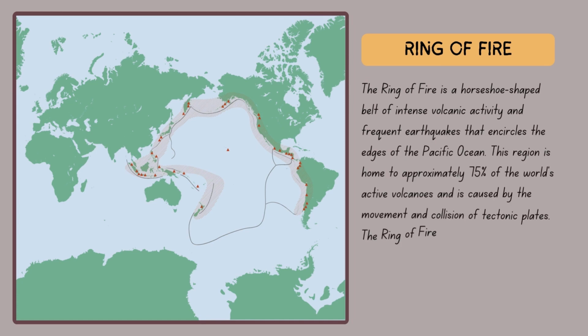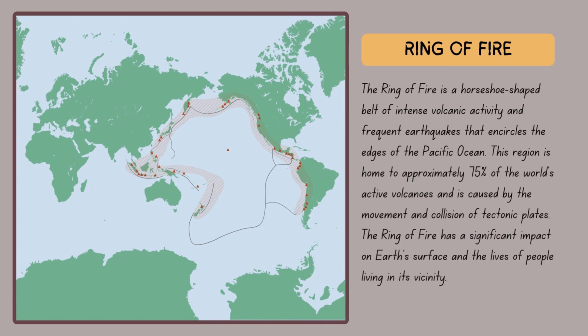Ring of Fire. The Ring of Fire is a horseshoe-shaped belt of intense volcanic activity and frequent earthquakes that encircles the edges of the Pacific Ocean. This region is home to approximately 75% of the world's active volcanoes and is caused by the movement and collision of tectonic plates. The Ring of Fire has a significant impact on Earth's surface and the lives of people living in its vicinity.